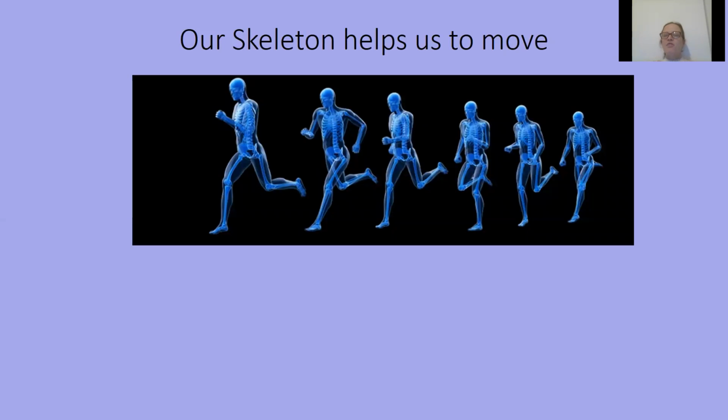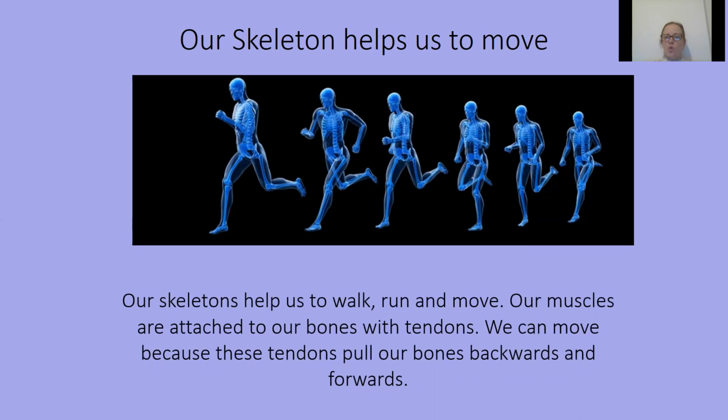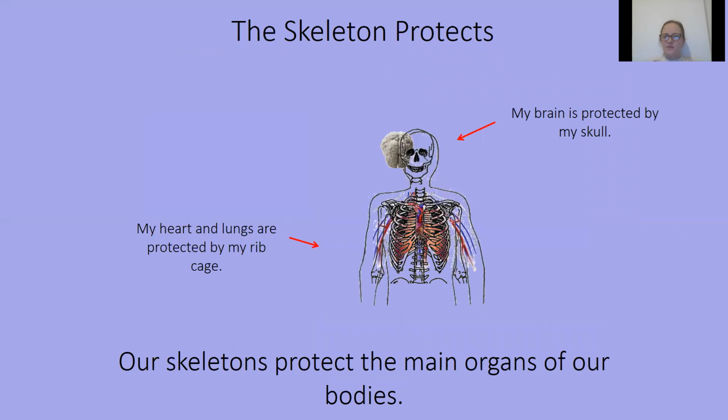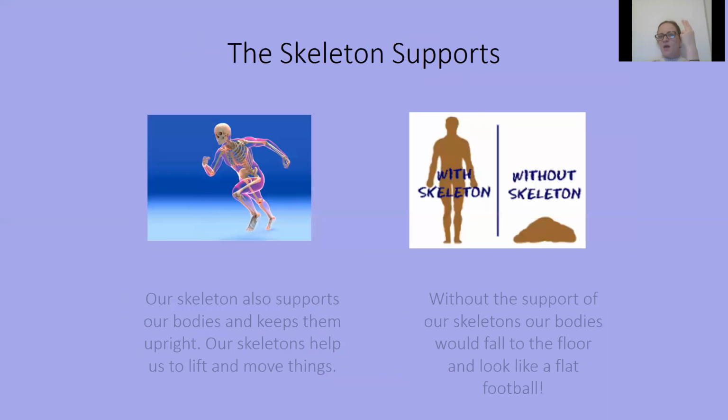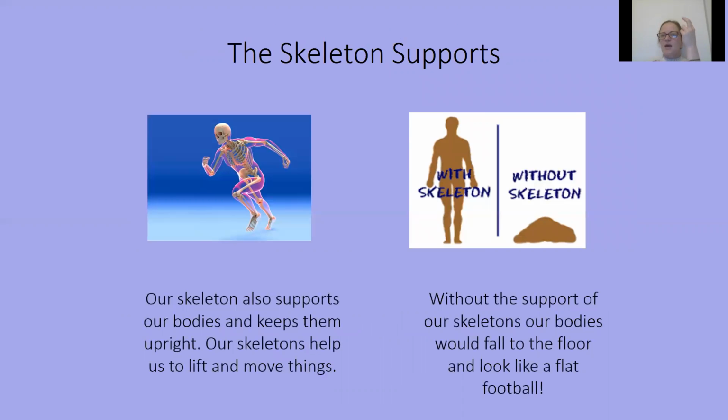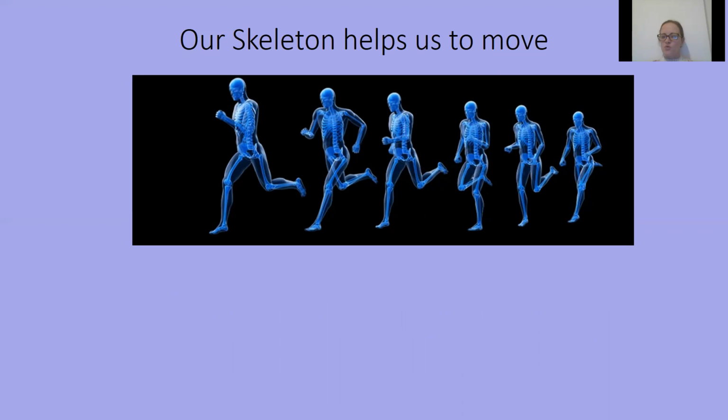So the third thing our skeletons help us to do is to move. Our skeletons help us to walk, run, and move. Our muscles are attached to our bones by tendons, and we can move because these tendons pull our bones backwards and forwards. So these are the three things that our skeleton helps us with. It helps us to protect our vital organs in our body, it helps support our bodies, and it helps our bodies to move.